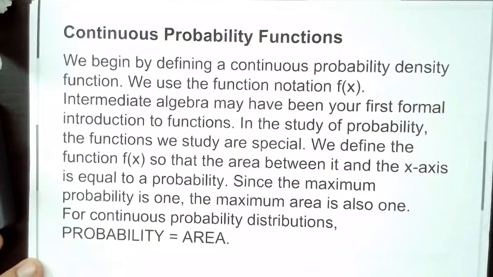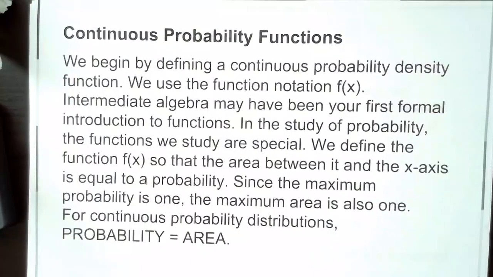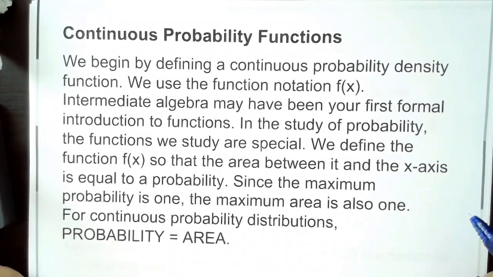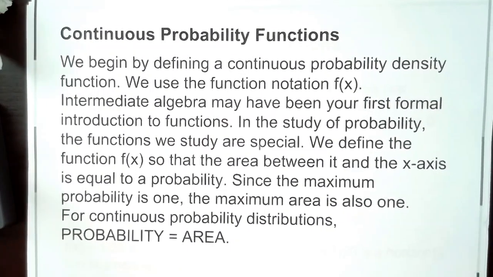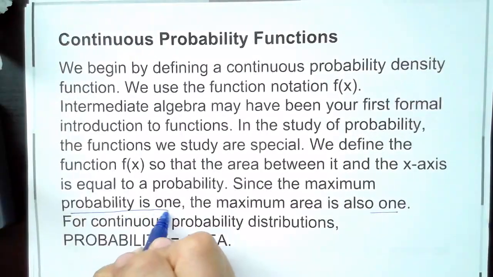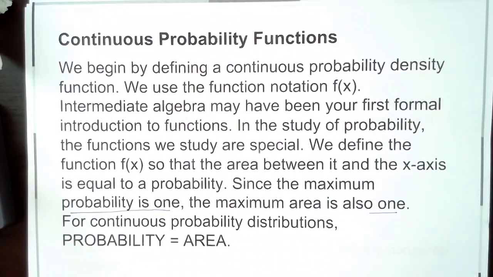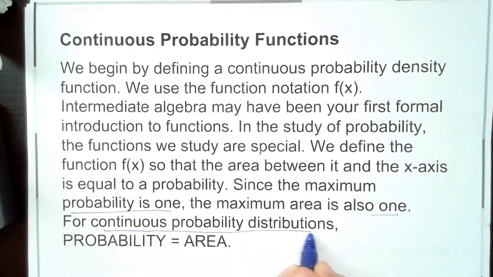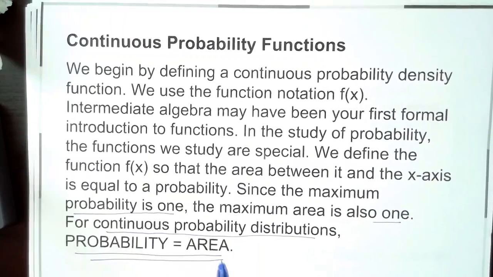So let's define one. Remember, f of x is how we define that. We define the function f of x so that the area between it and the x-axis is equal to a probability. The maximum area is 1 because the maximum probability is 1. And so for continuous probability distributions, probability is equal to area.